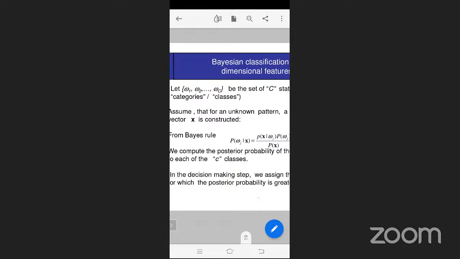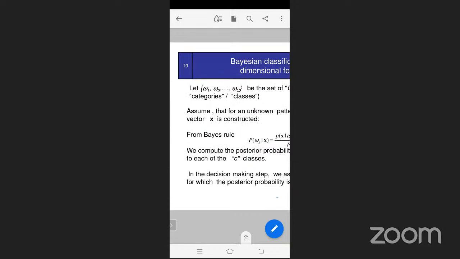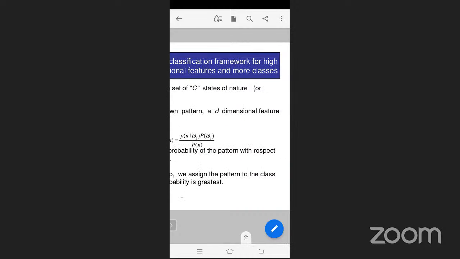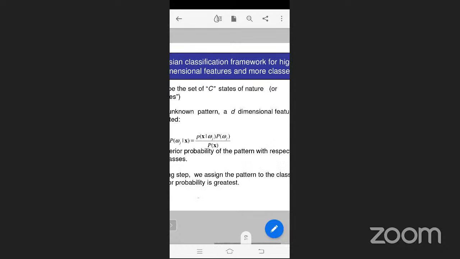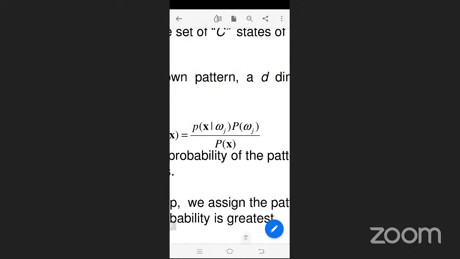C. Probability of omega 1 given x, probability of omega 2 given x, probability of omega 3 given x, and so on to probability of omega c given x. I will have to choose that class that gives the maximum posterior probability. That's the idea. Also remember, this probability of x given omega j will no longer be a single dimension random variable distribution. It will be a distribution in multiple dimensions, especially in d dimensions.